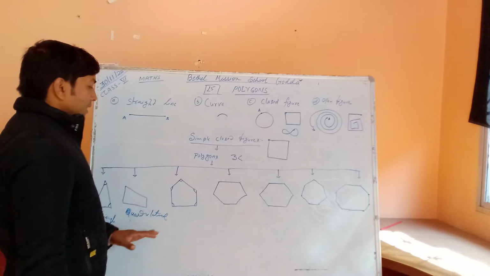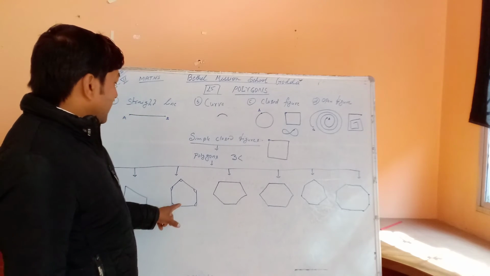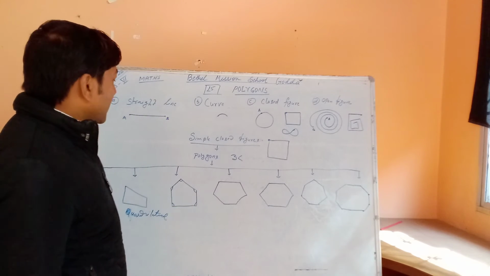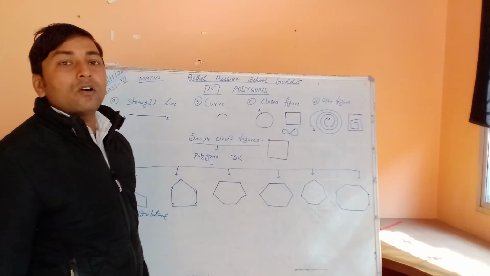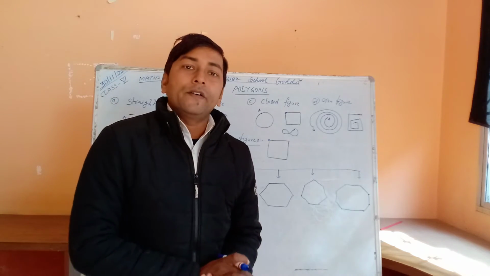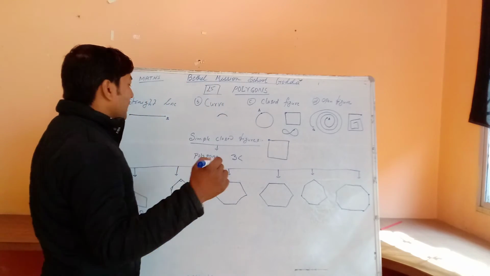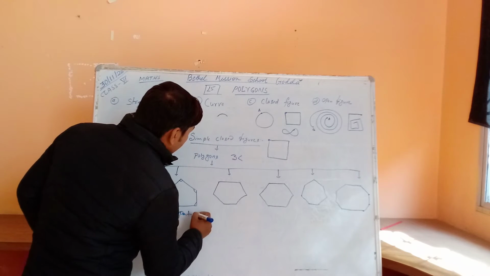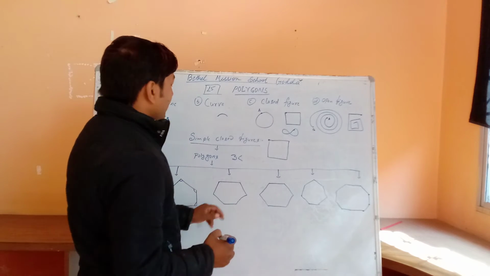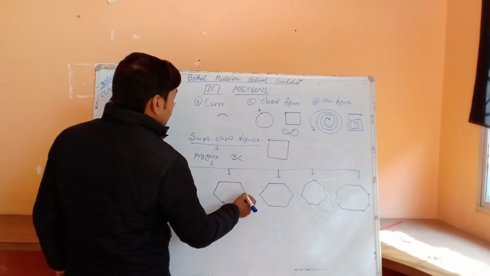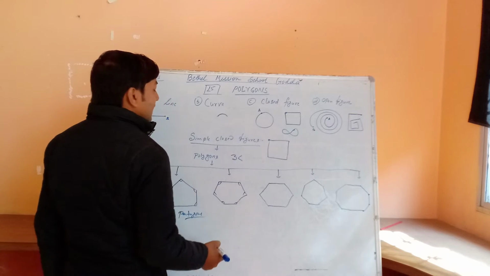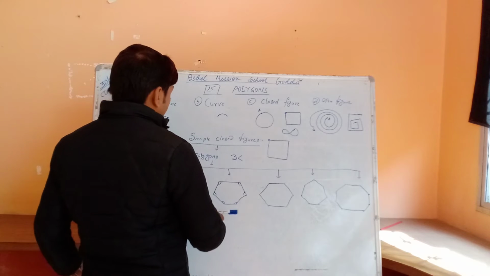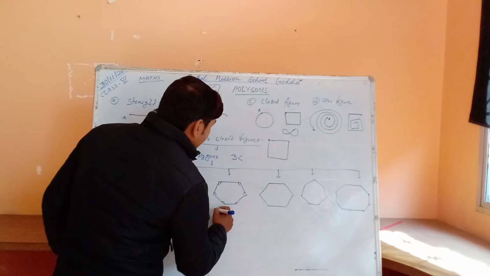Then according to the angles we know the name. How many angles are there? 5 angles. That's why it is a pentagon. Penta stands for 5, you know already. And here how many? 1, 2, 3, 4, 5, 6 angles. That's why it is known as a hexagon.